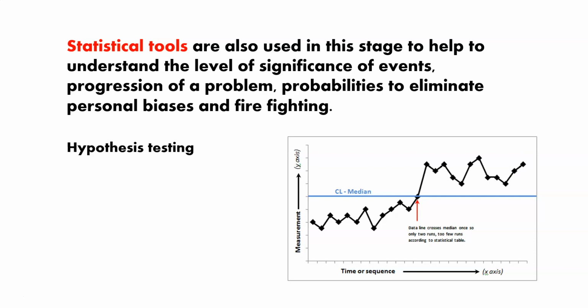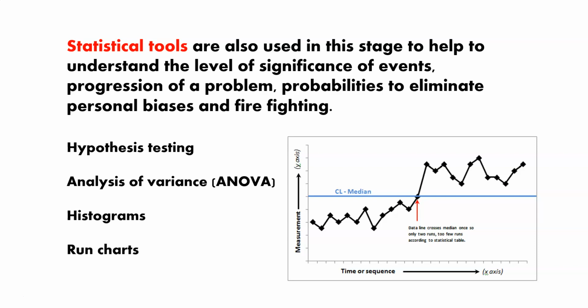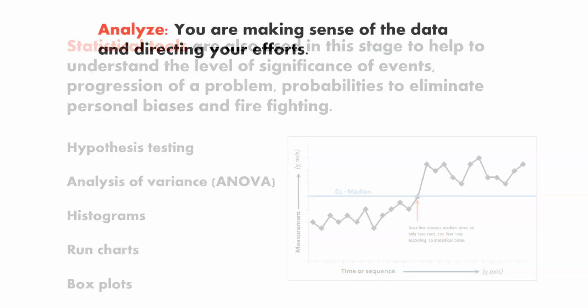It also includes things such as hypothesis testing, ANOVA, or analysis of variance, looking at histograms, another statistical tool, run charts, and box plots. All of those things help you actually make more sense of the data, understand what the real problem is, and be able to quantify it. You don't know how big the problem is, the magnitude of that problem.